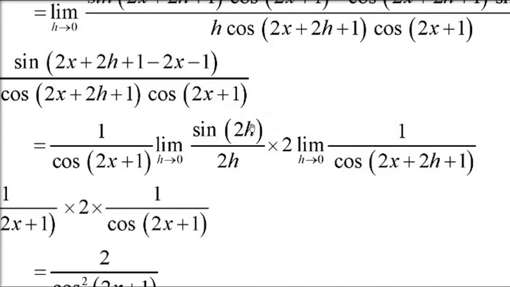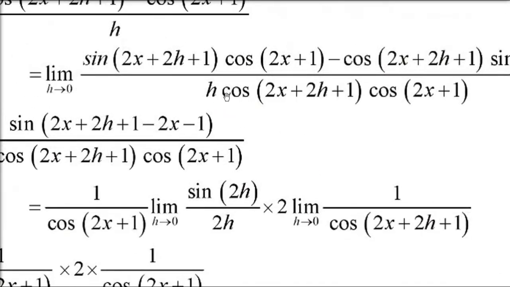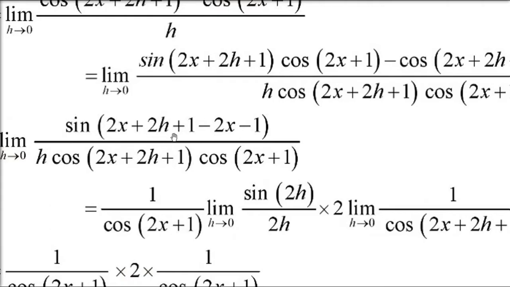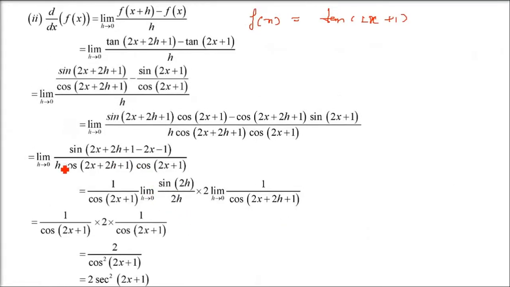So this 2x cancels, 1 cancels. You will get only 2h, so this is not in the limit. Cos 2x, you can take it outside, 2x plus 1. So only sin 2h will remain. So you have h in the denominator. So you can have a 2 here and here, so that you get 2h in the denominator.